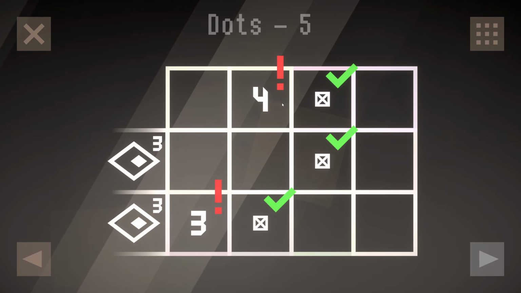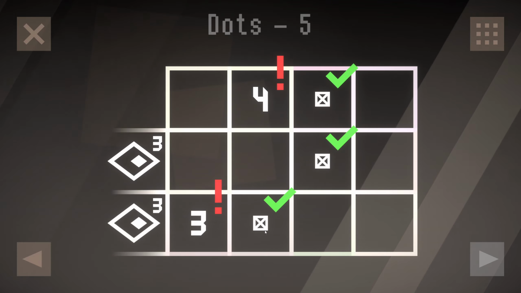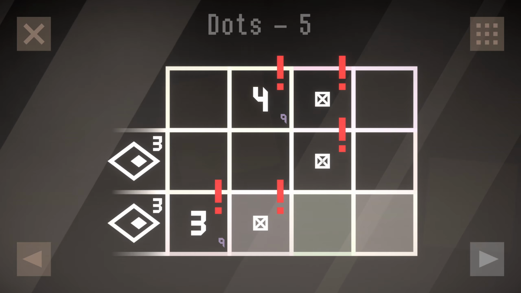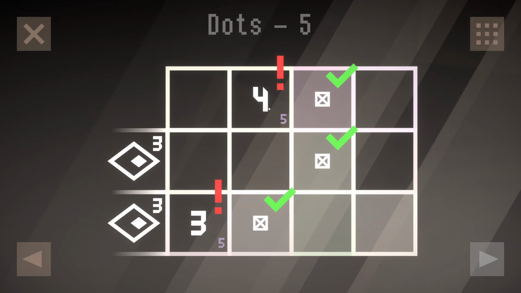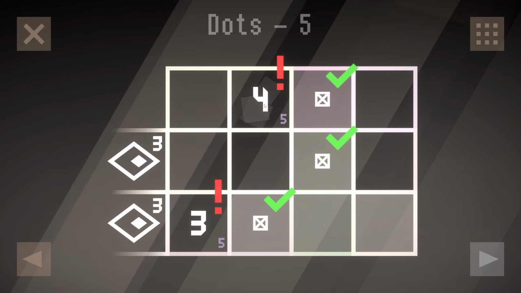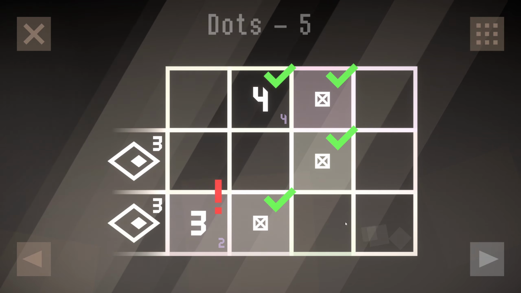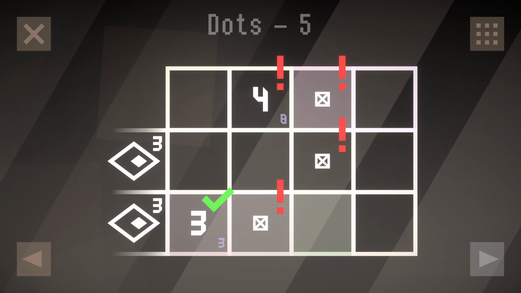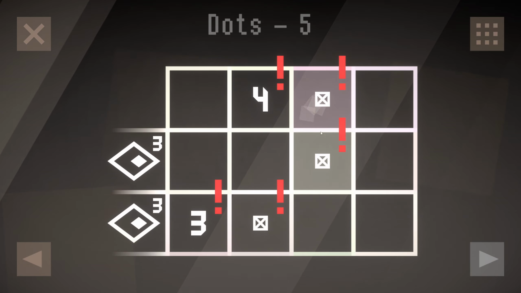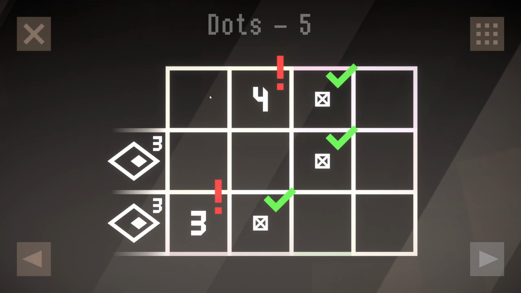So. This bottom row needs 3. If it's this, then these must be true. But I can't make this 4 join a group that's 6 positive. So I think it's... Hold on. So these all need to be in unison. Then 3. We need 3 here and 3 here. And the 4 needs to be true.